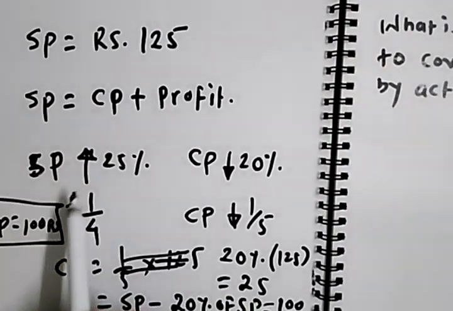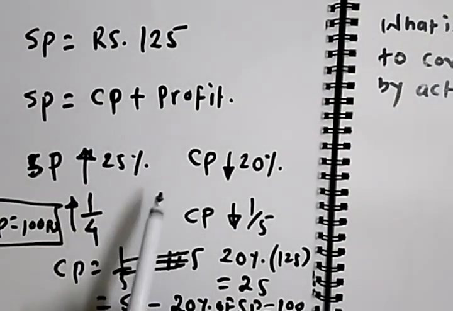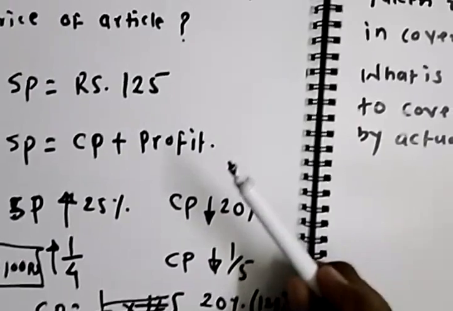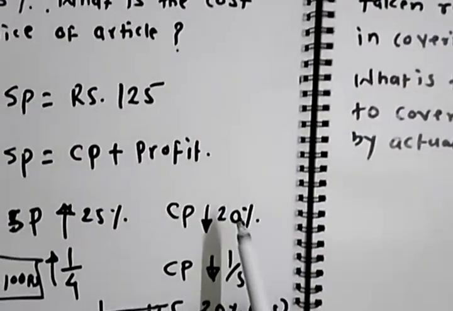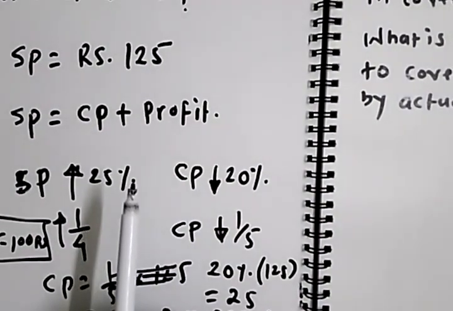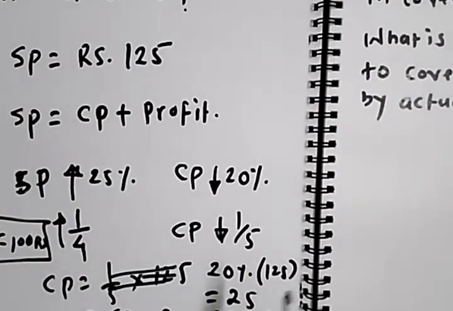So CP is 20% less. That's why 20% of 125 is 25. So CP will be equal to 125 minus 25. That's rupees 100.